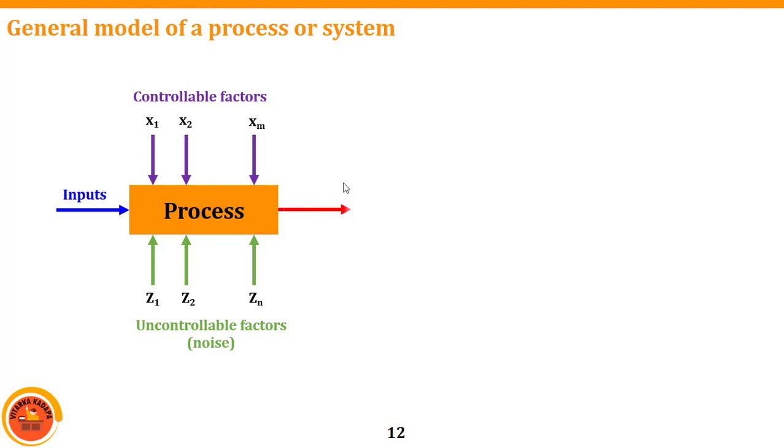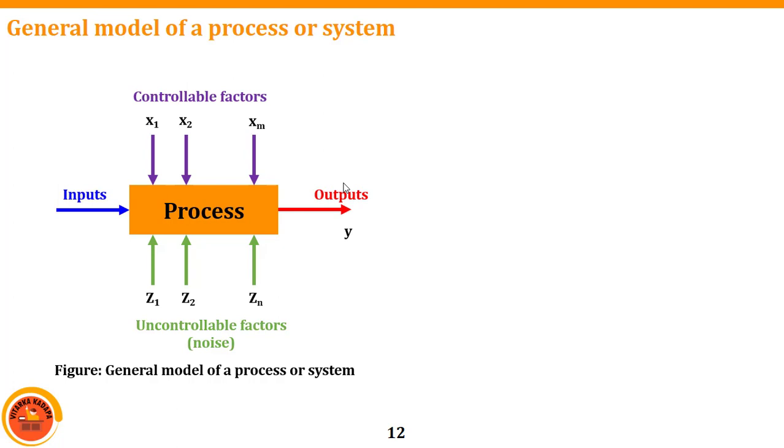Similarly, we will have some kind of output. The output may be the size of the steel we manufacture, the diameter of the steel, or the straightness of that particular shaft. Because it's a transmission shaft, it should have straightness. So these are all the things in a process. This is a generalized model. If you take any process, this is the thing.